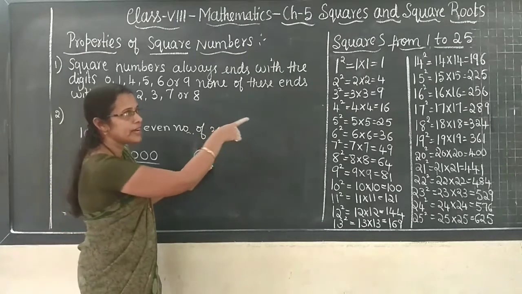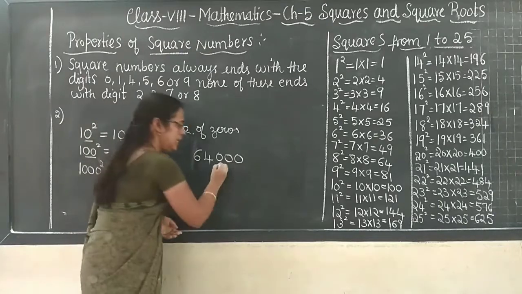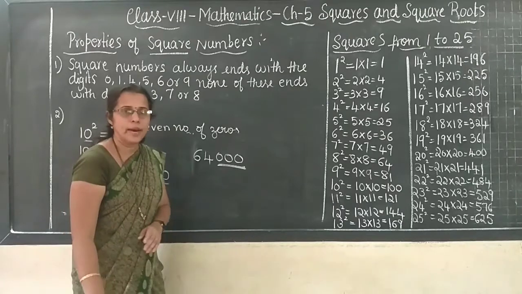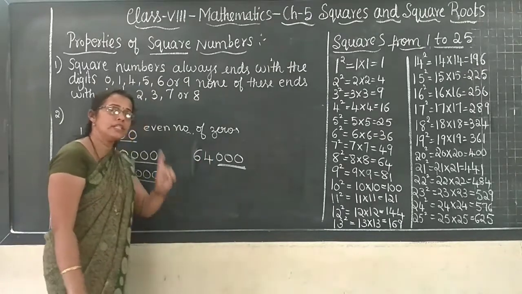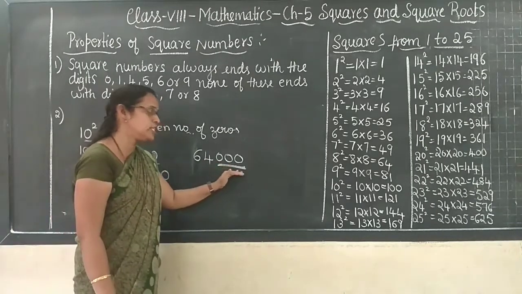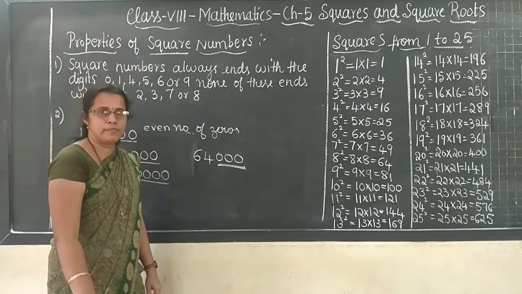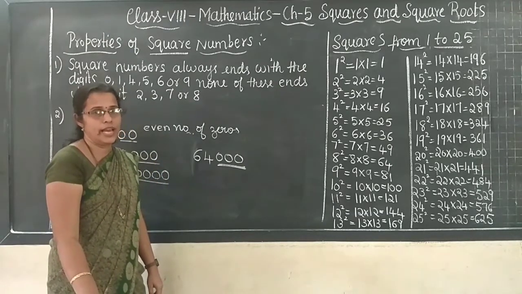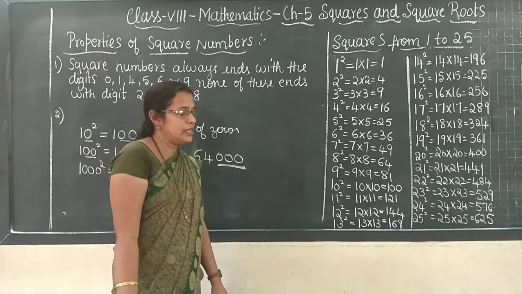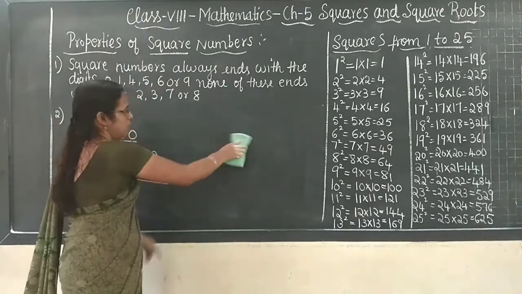So, 64 is a perfect square. Yes, children. If it ends with 3 zeros, this is not a square number. So perfect square numbers always end with an even number of zeros. If a number ends with an odd number of zeros, it never becomes a perfect square number. So understand like this, children. Is it okay? So that is the second property.